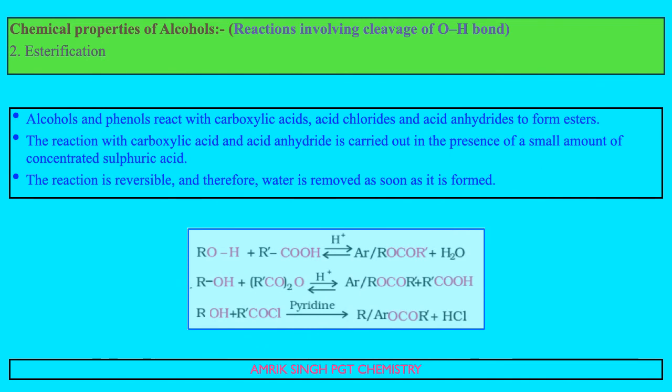ROH, we are treating the alcohol with carboxylic acid and we are getting the ester. We are treating the alcohol with anhydride, again we are getting the ester. We are treating the alcohol with acid chloride, again we are getting the ester.